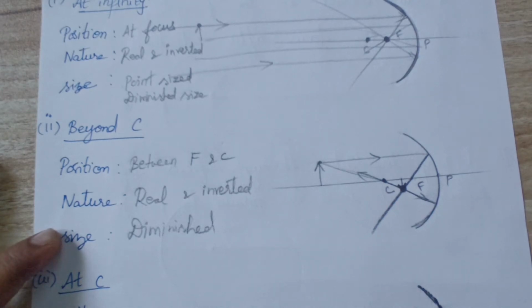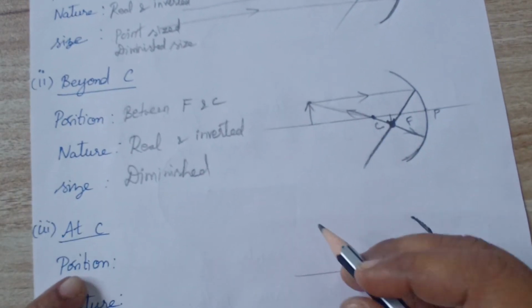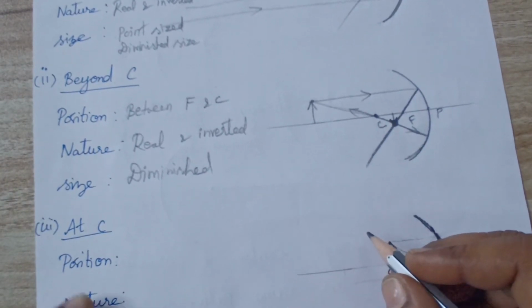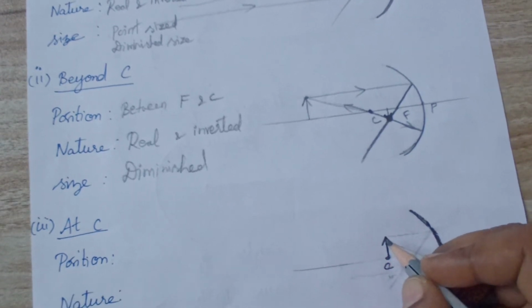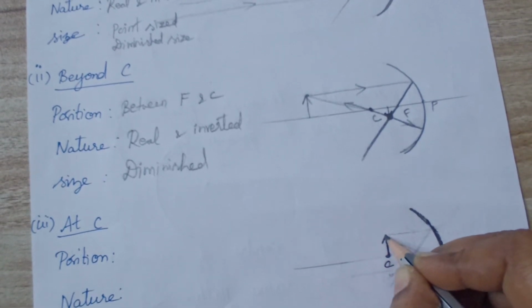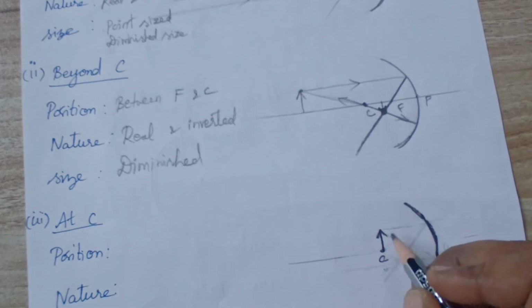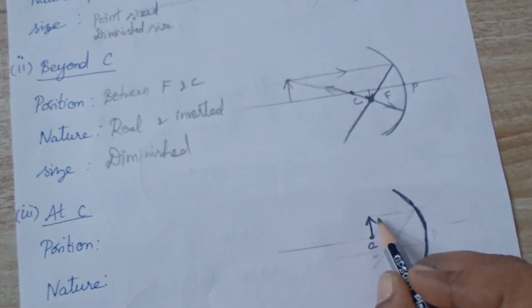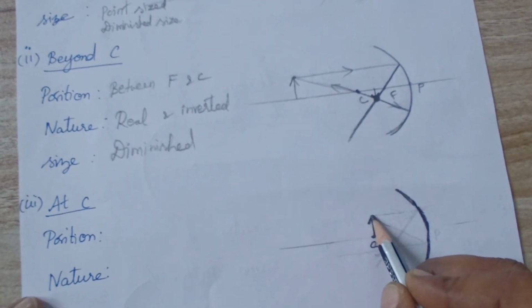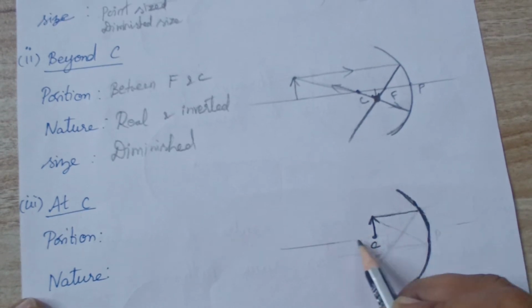Here we'll see the continuation of how the images are formed by the concave mirror. Okay. Next is your position at C. When the object is placed at the point C, two rays are possible when it is parallel to the principal axis.